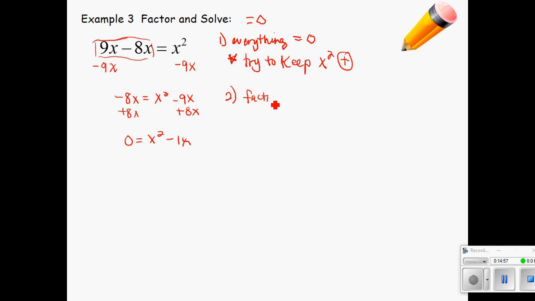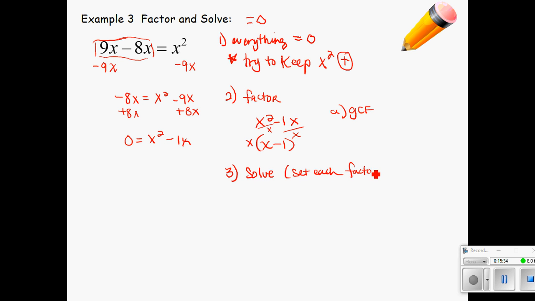Okay, so we're going to take x squared minus 1x, and we're going to factor it. All right, we always have to use GCF first. What do they have in common? An x. X squared divided by x is an x. Negative 1x divided by an x is a negative 1. Okay, third step, solve. So we have to set each factor equal to 0.